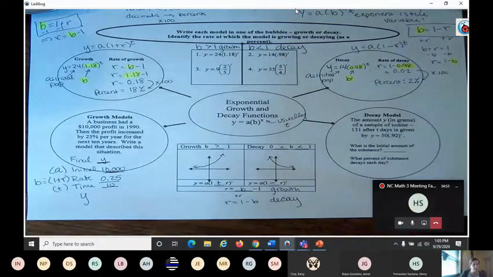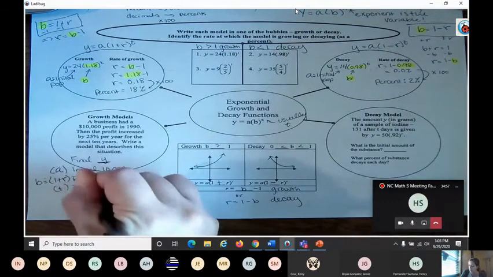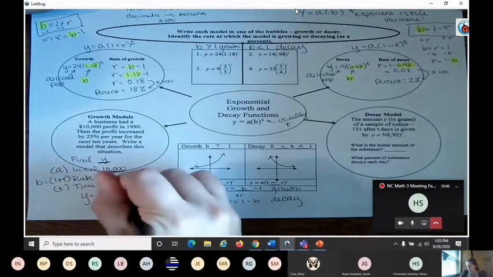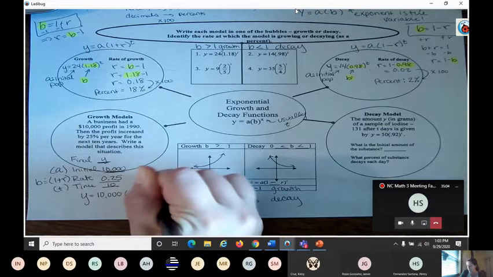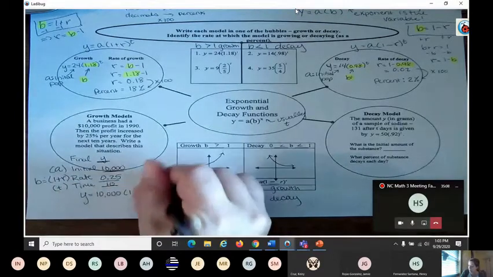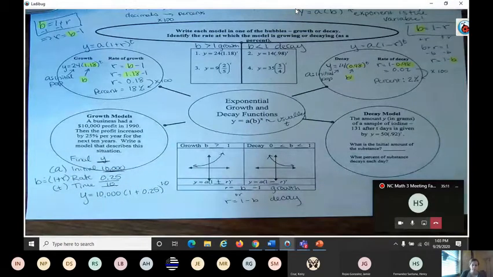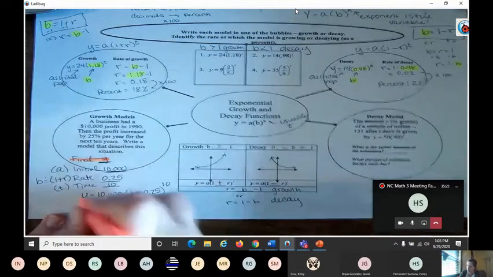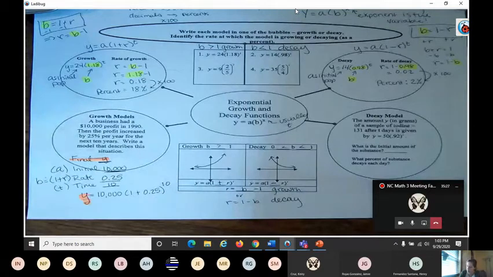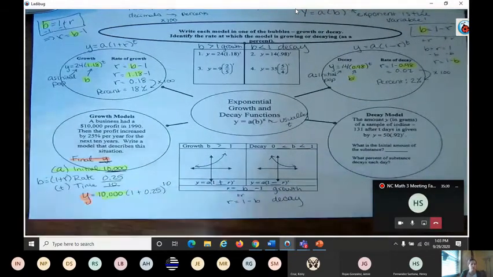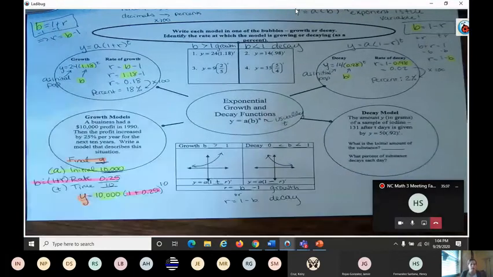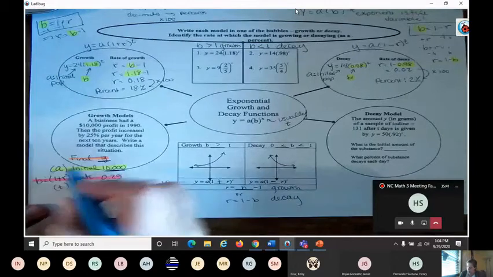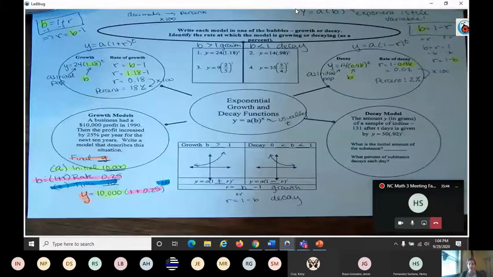Okay, to represent time. So when I write this out as an equation, I should get Y equals 10,000 times 1 plus 0.25 to the T power, or in this case, we have specifically 10 years, so to the 10th power. Okay, so we're just sticking in little pieces corresponding. So our F goes here. Our initial or our A value goes here. Our rate or our B value went here. And then our time goes up here. Okay, so that's how we fill in our equations.